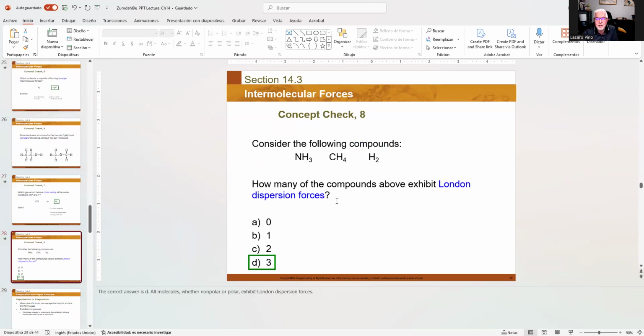Here you have another question. Consider the following compounds. How many of these compounds above exhibit London dispersion forces? The three can. Any molecule, any atom can present London forces because they can make an instantaneous dipole.